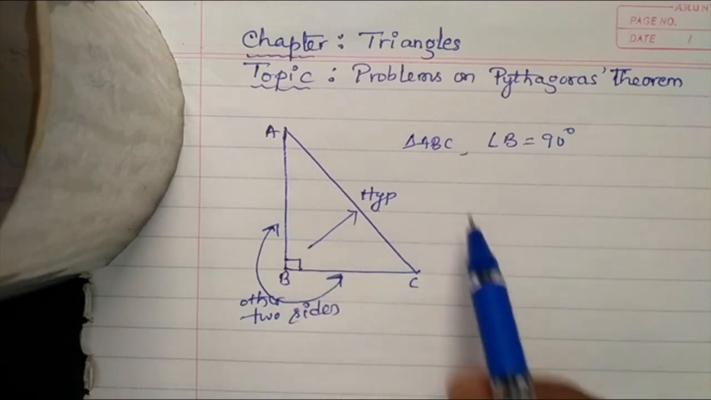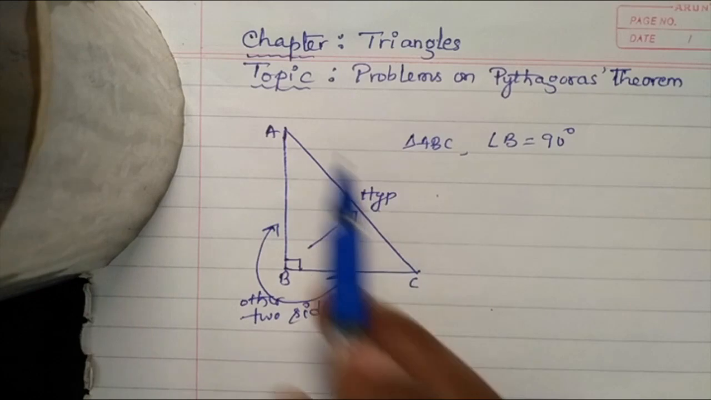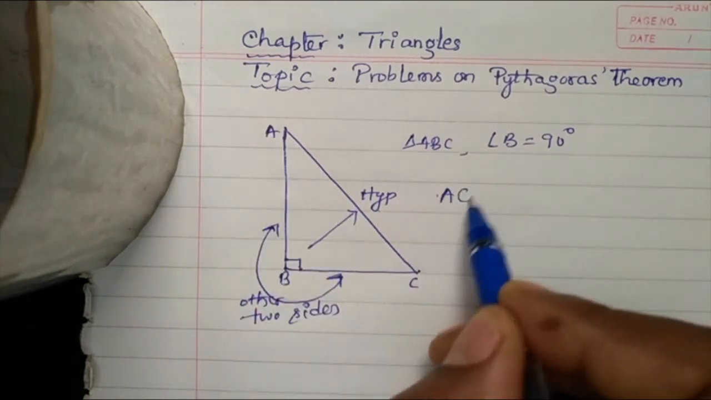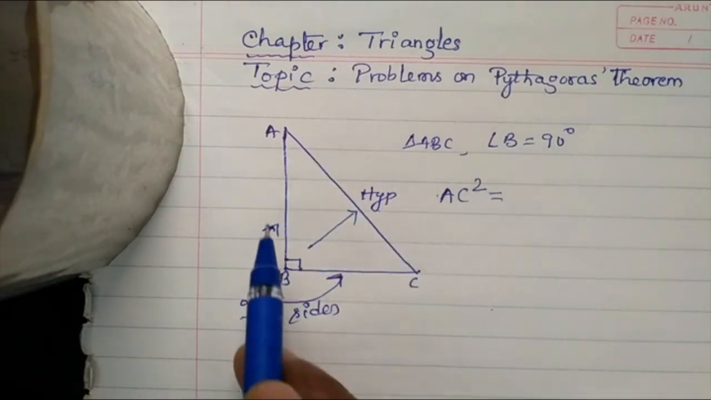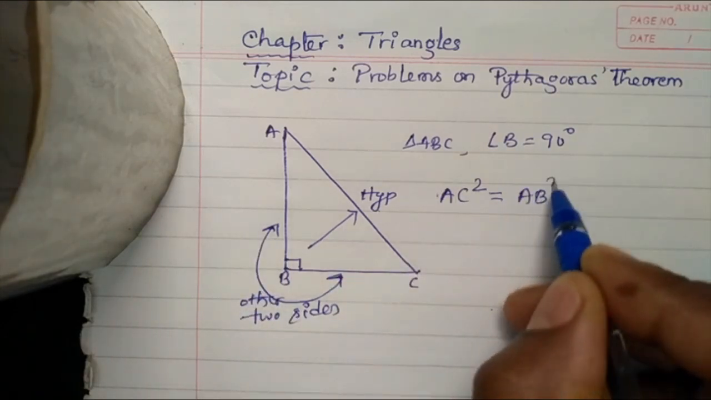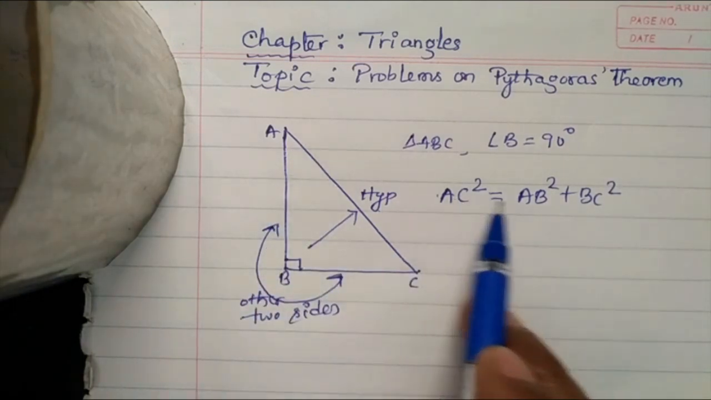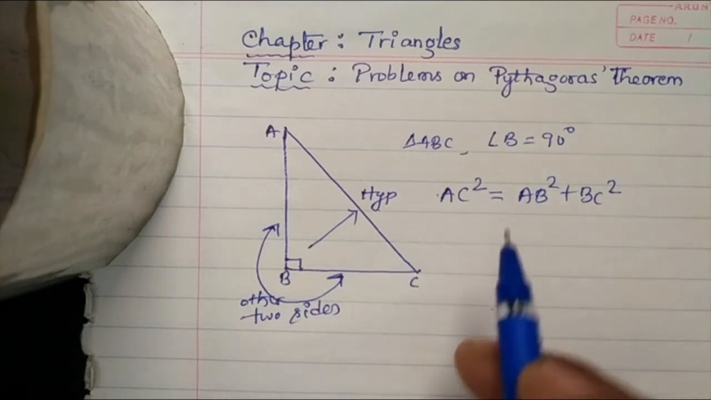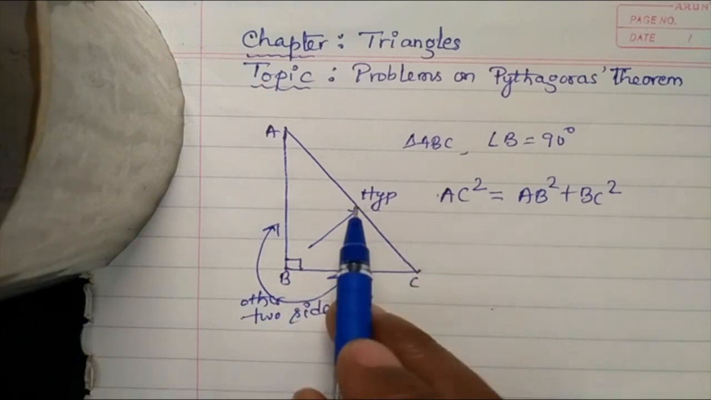In a right angle triangle, the square on the hypotenuse, here AC is the hypotenuse, right? According to the statement, the square on the hypotenuse, AC square, is equal to the sum of squares of the other two sides. Look at here: square on the hypotenuse, AC square, is equal to the sum of squares of the other two, AB square plus BC square. So the very important thing is, in a given right angle triangle, note down which is the hypotenuse.